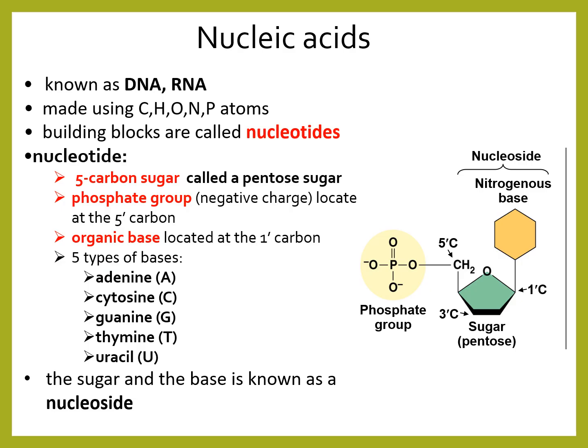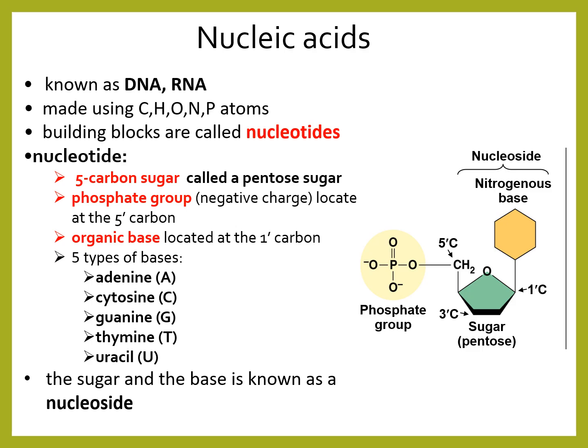A nucleotide is made up of 3 component parts. It's made up of a 5-carbon sugar known as a pentose sugar. Attached to the 5th carbon of that pentose sugar is either 1, 2, or 3 phosphate groups. You can see here in this picture of a nucleotide that there's only 1 phosphate group shown. And attached to the 1st carbon of the pentose sugar is what is known as a nitrogenous base or nitrogen-containing base. This base is also referred to as an organic base.